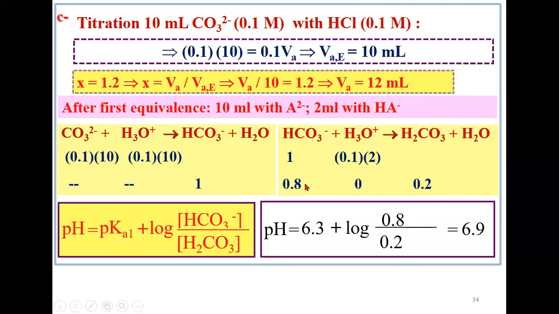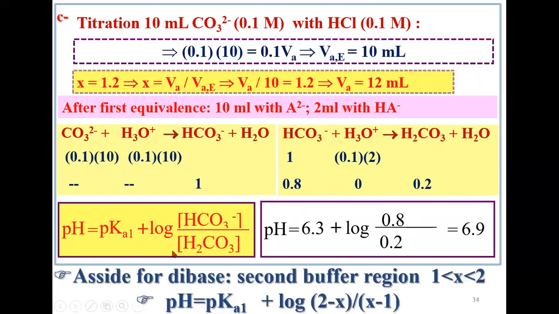Now notice all of this. Look at what I would have done if I was in a class. I would simply have memorized that if I'm after my first equivalence, that means that my pH is governed by this buffer region where my X is between 1 and 2. And if my X is between 1 and 2, and I have memorized this equation very well, look at this. 2 minus X, what's the X value? It's right there, 1.2. 2 minus 1.2 is 0.8.